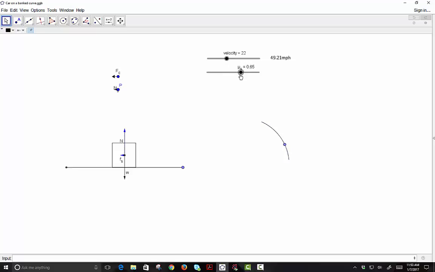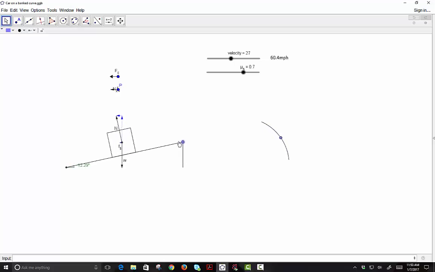So let's put this back to about 0.7, and let's say we're going right around 60 miles an hour. So what they can do is they can actually bank the curve, and look what happens to the friction as they start increasing the bank. You can get it to the point where it actually disappears. And that's around 15 degrees.